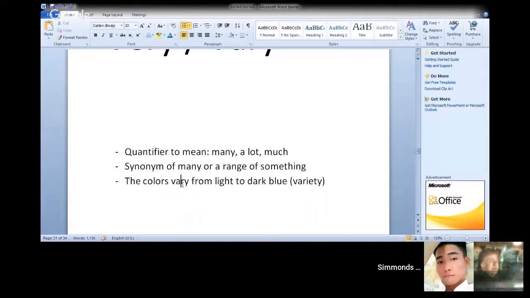His mood varies every day. His mood changes every day. Or she likes... well, no, that's variety. She likes to vary the clothes that she wears every day. She likes to have a variety of clothes, and so it's very similar to variety, but is used differently. It kind of means to change.